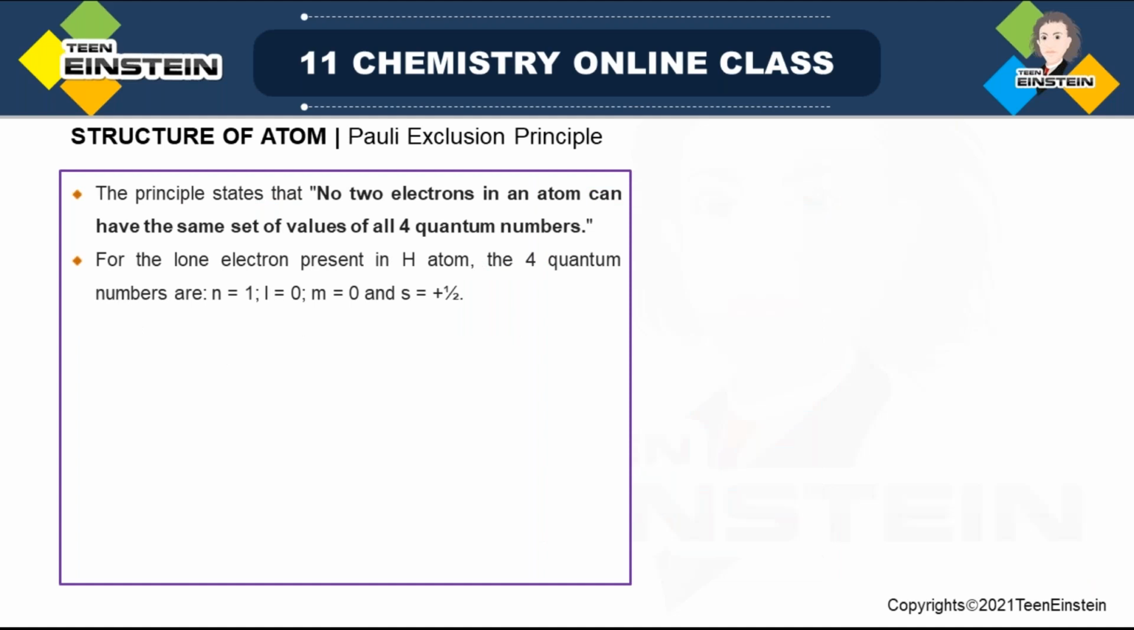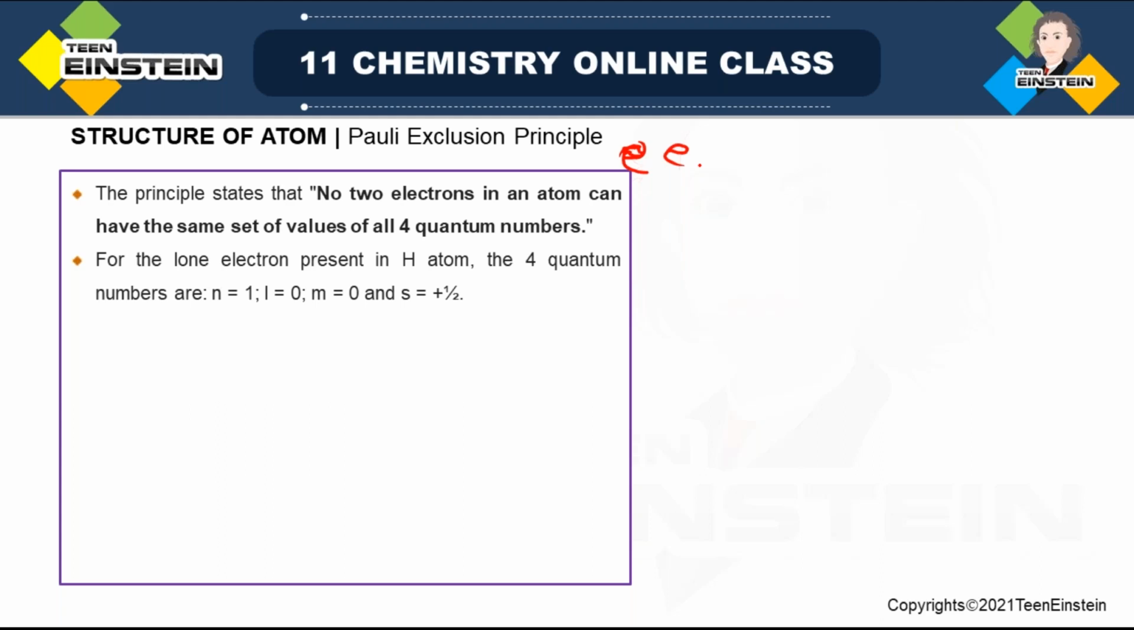Next is Pauli's Exclusion Principle. This principle states that no two electrons in an atom can have the same set of values of all the 4 quantum numbers. We know that there are total 4 quantum numbers, and for any 2 electrons in the atom, it is not possible that all the 4 quantum numbers are the same. At least one quantum number must be different.